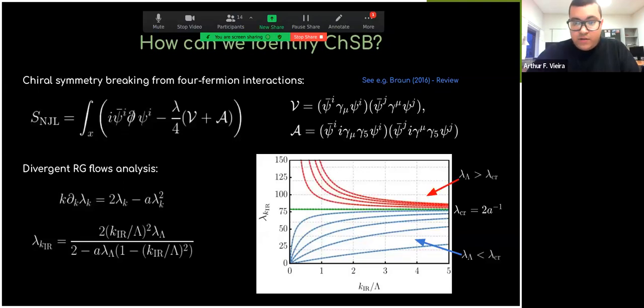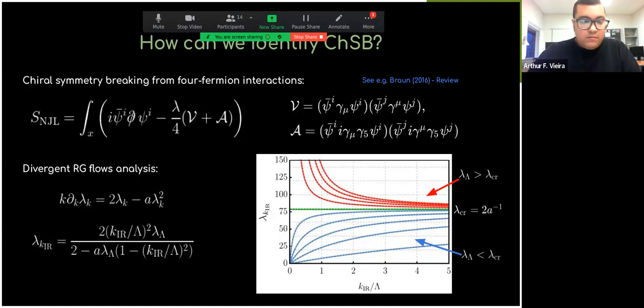On the other hand, if you start your flow with the quartic coupling larger than the critical value, then you see that at some point, at some scale, you reach a divergent coupling. And this is a signal of the onset of chiral breaking.